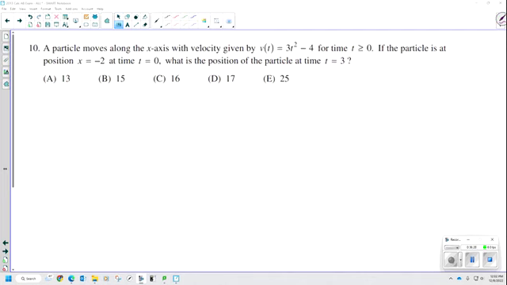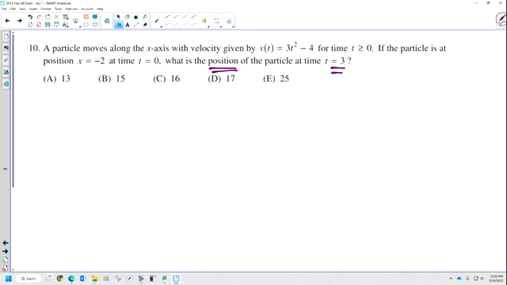All right, number 10, the last one in this video. A particle moves along the x-axis with velocity given by v of t equals 3t squared minus 4, for a time where t is greater than or equal to 0. If the particle is at position x equals 2 at time 0, what is the position of the particle at time 3? So we have velocity. We need position. So find the position of the particle at time 3.